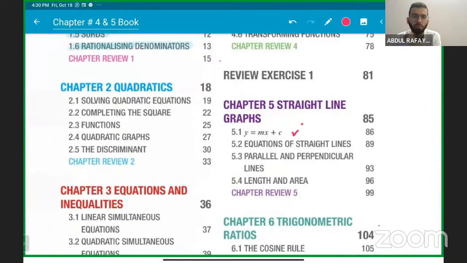How do we get y is equals to mx plus c? We are also going to talk about how to find out the area of the triangle when we have points, how to apply the midpoint, the distance as well, what are the parallel and the perpendicular lines. These are the 4 exercises in chapter number 5.